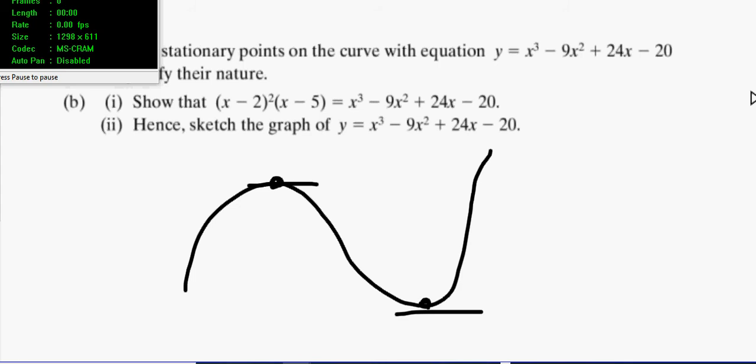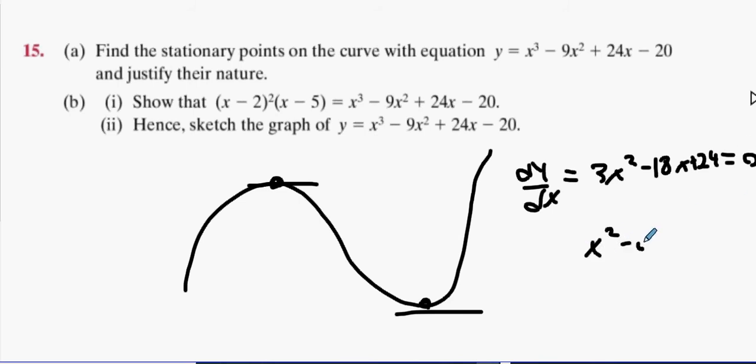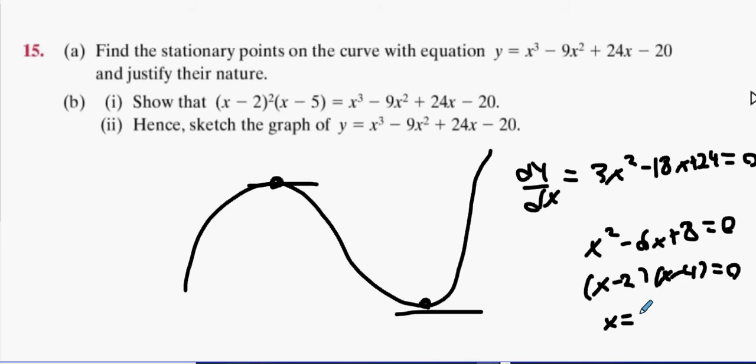Now, okay, guys, you differentiate to find the slope. Then we get 3x squared minus 18x plus 24. The slope equals 0 for the max and mins. So what you're going to get is x squared minus 6x plus 8 equals 0. Then you're going to get x minus 2 and x minus 4 equals 0. Then x equals 2 and x equals 4.